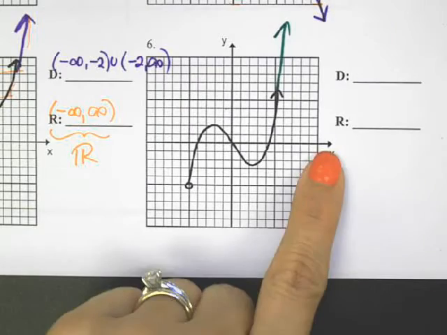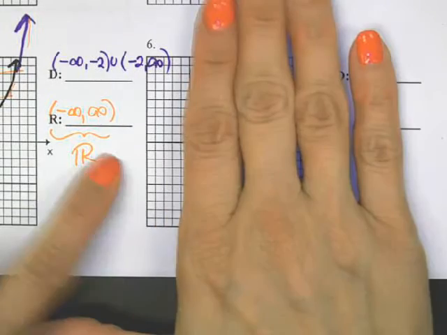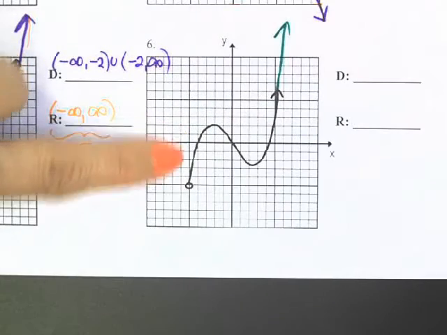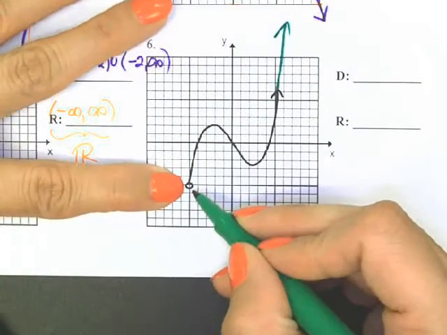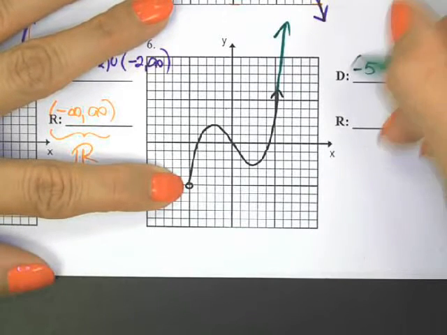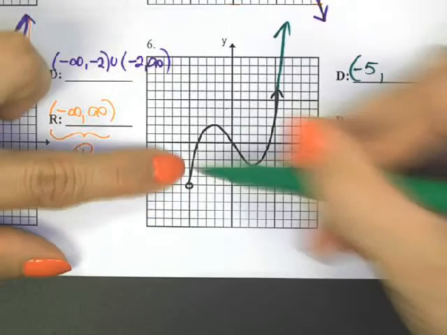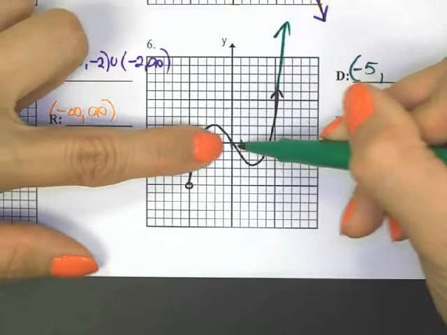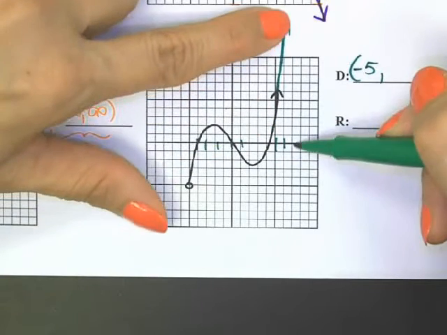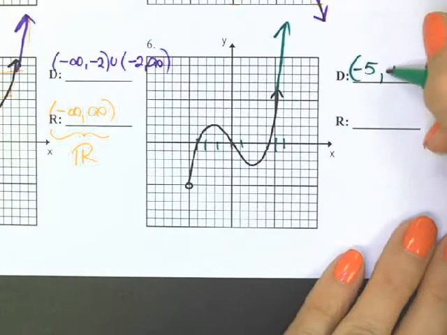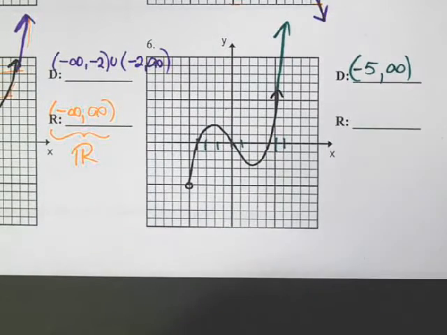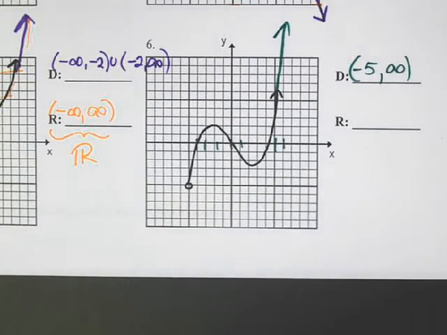So the smallest x value being used, the smallest one is -5, but that's an open bubble. So -5 is going to get a parentheses and keep going along the x-axis. Keep going. It uses 5. It's using 6. It's taking a while, but it will use all the way up to infinity, with parentheses, of course. And let's take a look at the range.